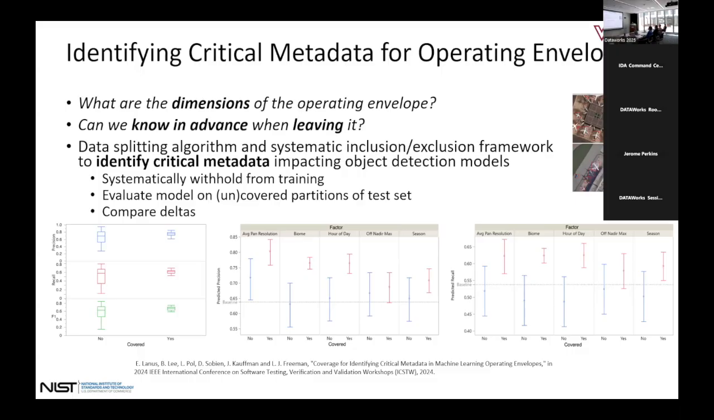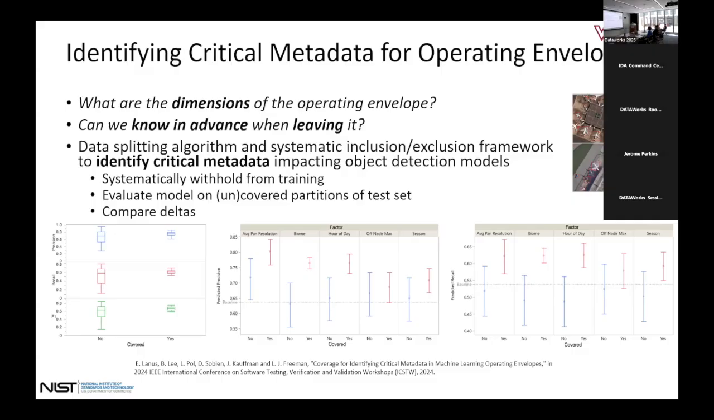And so here you can see that in the left plot, top is precision, middle is recall, and bottom is F1. So some performance measures that are appropriate for computer vision. There was a difference in performance on the covered data set versus the uncovered data set. Particularly, there was a really wide range over the uncovered data sets. And then when we looked at the particular factors, we found that for some factors, there was a difference in model performance between those sets, and for some there wasn't.